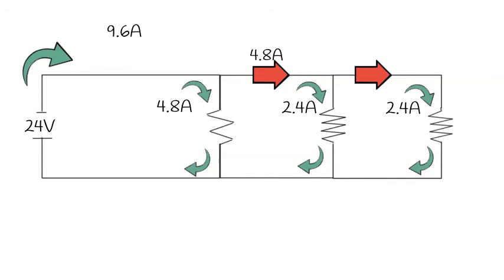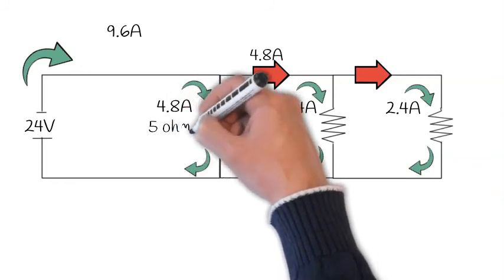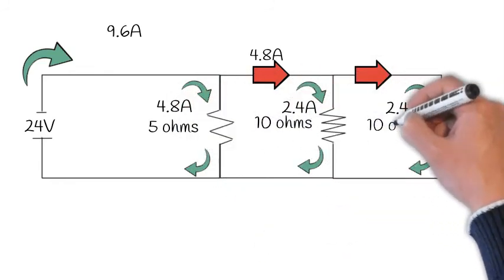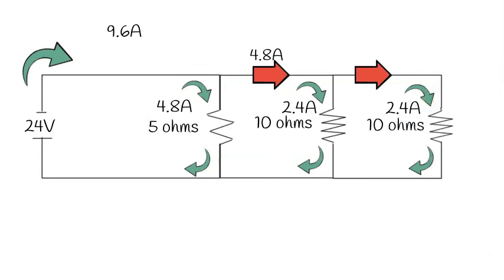Lastly, we see that our total ohmic value is less than any individual ohmic value in a parallel circuit.